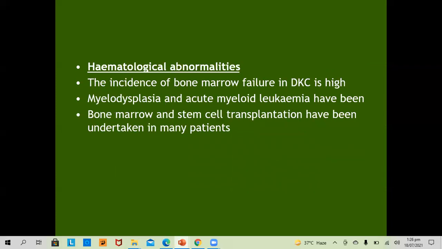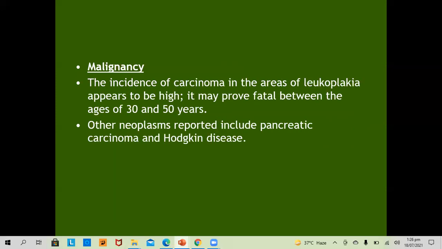The hematological abnormalities. The incidence of bone marrow failure in Dyskeratosis congenita is high. Myelodysplasia and acute myeloid leukemia have been described. Bone marrow and stem cell transplant have been undertaken in such patients. Malignancy. The incidence of carcinoma in areas of Leucoplakia appear to be high and may prove fatal between the ages of 30 and 50. Other neoplasms that are reported include pancreatic carcinomas and Hodgkin's disease.